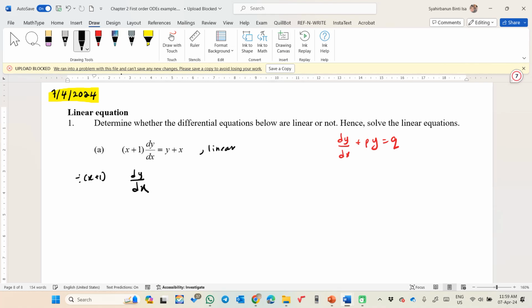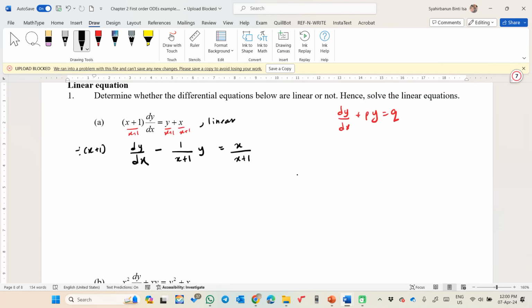Okay, we bring the y to the left hand side, so minus. Y is 1, because we divide each term by x plus 1, so for y we have 1 over x plus 1 times y equals x over x plus 1. Still the x needs to be divided by x plus 1, because we need to divide each term. Each term, so y by x plus 1, x also by x plus 1. Be careful.